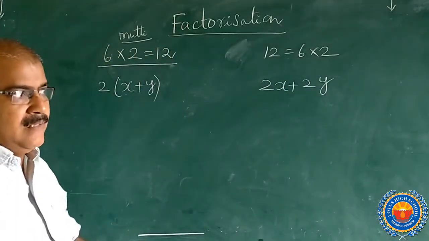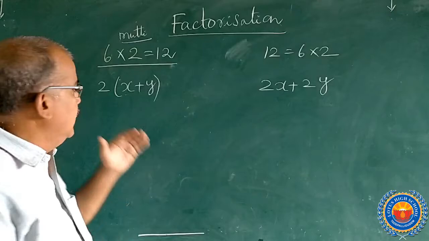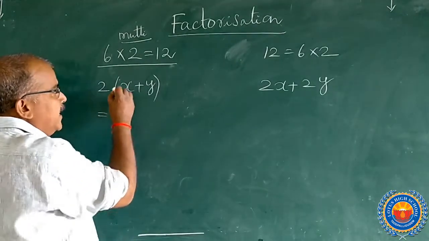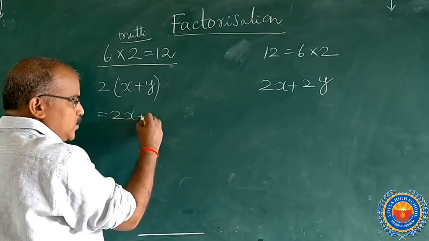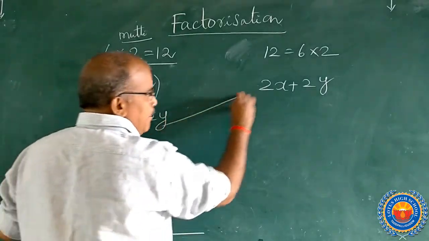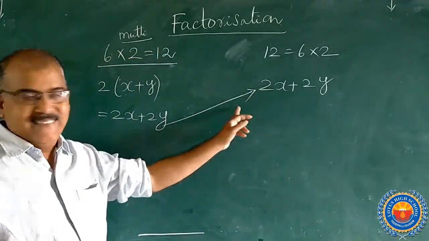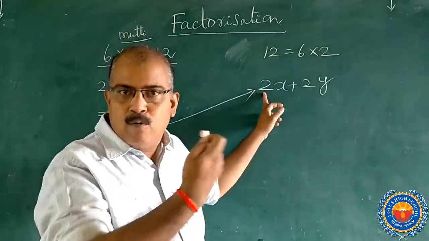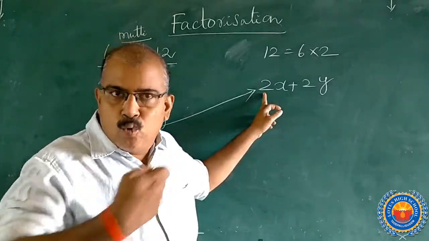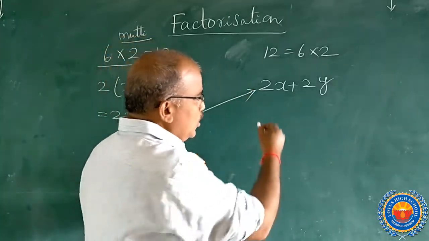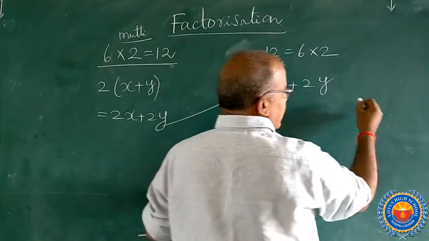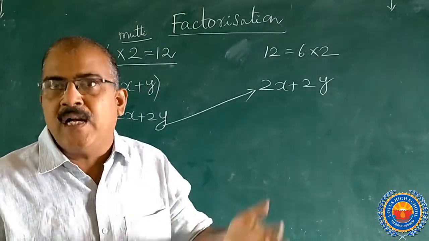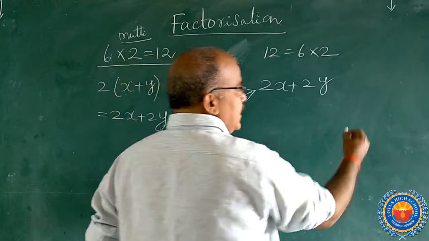That is for arithmetic. Now coming to algebra, 2 into x plus y. If you multiply 2 into x plus y, by the distributive property you get 2x plus 2y. This is multiplication, I got the product. This product I have to factorize. How to do it? This method is called factorization by using common factors.